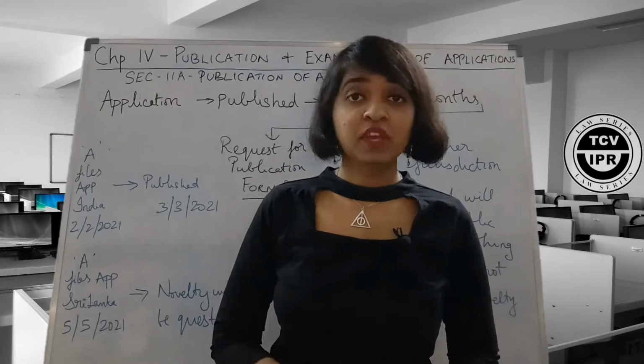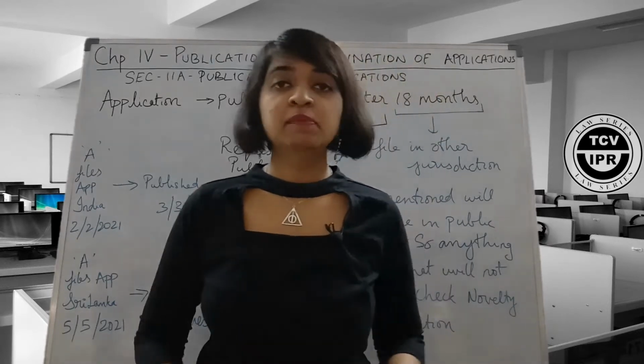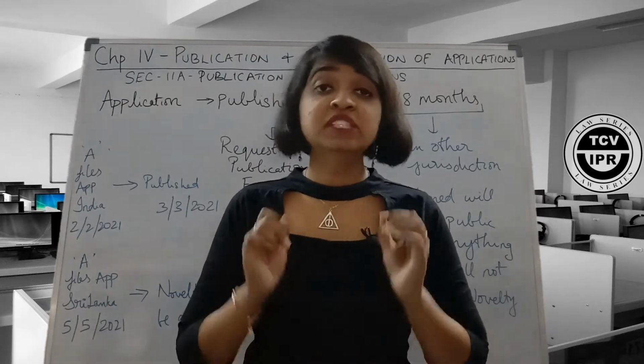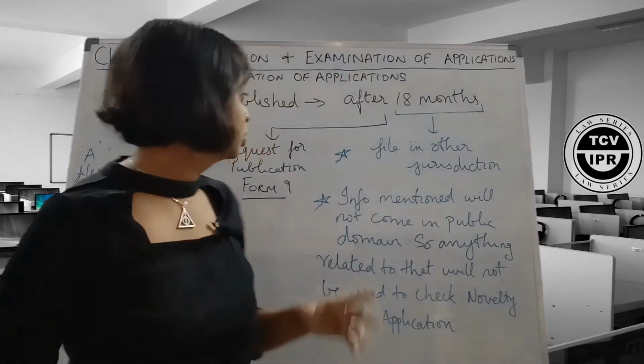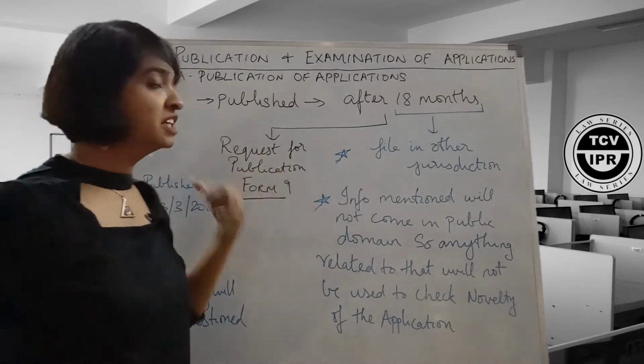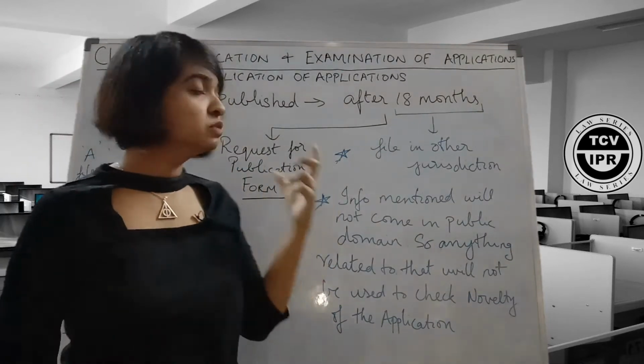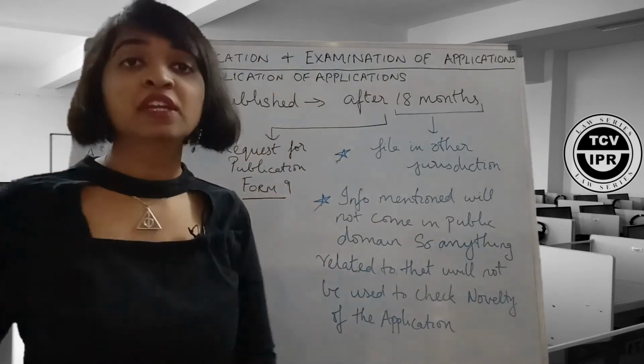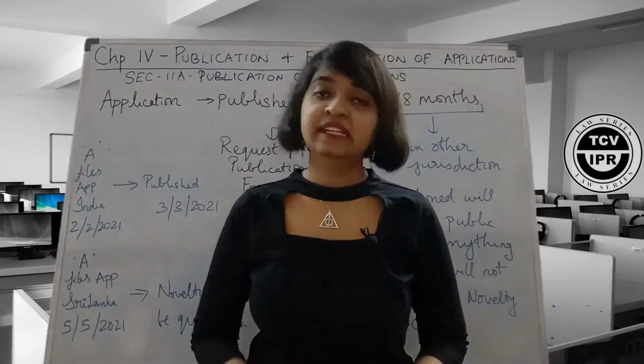Now suppose you don't want this 18-month time period, you just want your application published immediately. Then you have to make a request for publication under Form 9. So what is Form 9? Form 9 mentions the request for publication. Then it will get published immediately.